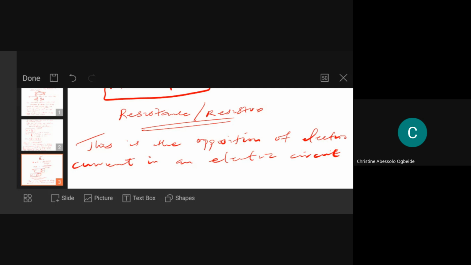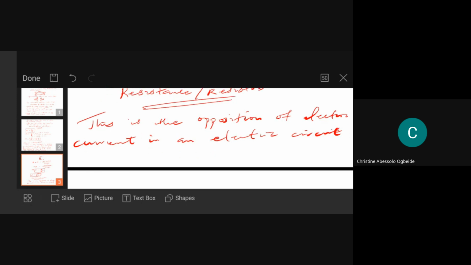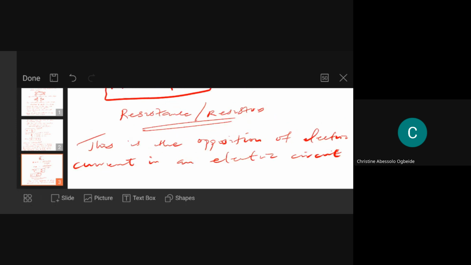And don't forget, when we talk about a circuit, it's simply a path that is provided for the flow of electric current. So any path through which electric current can travel is called an electric circuit. So the opposition in electric current flow is called resistance, and the device that opposes is called a resistor. And this resistor can be connected in two ways. Either we connect the resistor in series or we connect the resistor in parallel. But before I show how the connection can be made, I would like us to know the relationship between the current, the potential difference, and the resistance of a circuit.